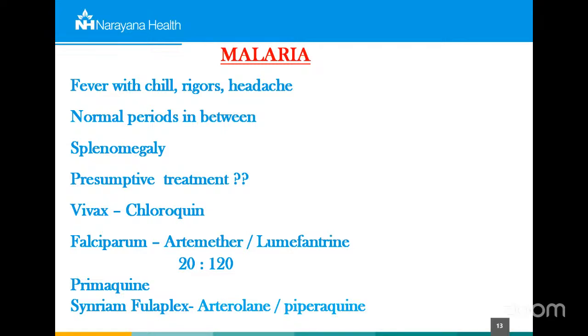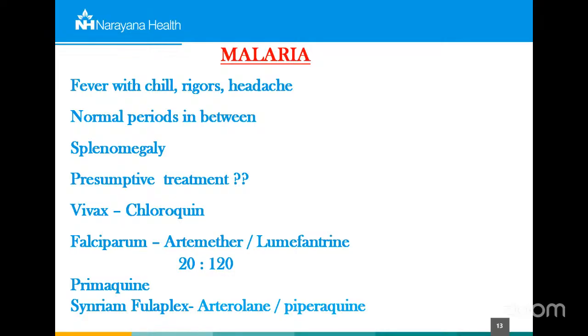Malaria, again, we are seeing quite a few now. Fever with chills, rigors, normal periods in between, splenomegaly. Presumptive treatment in Bombay city has no role. The malarial antigen test takes care of it, with very high sensitivity as well as specificity.